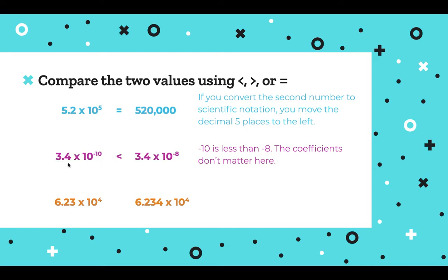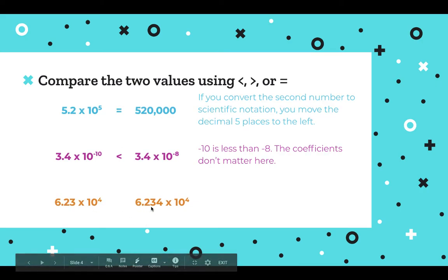So our answer would be 3.4 times 10 to the negative 10th is less than 3.4 times 10 to the negative 8th. If you think of this as your number line, negative 10 is further away from 0 than negative 8. Negative 8 is closer to 0. That's why it's larger.